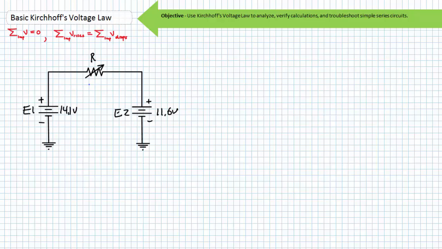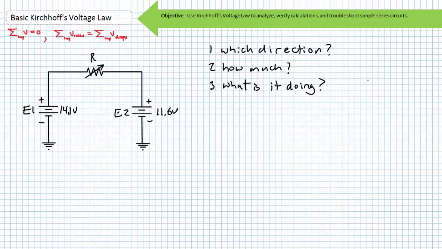If the source on the left-hand side represents a constant 14.1 volt DC output of a car's alternator, and the source on the right-hand side represents a discharged automotive battery at 11.6 volts, let's investigate three important questions. Which direction will current flow? How much current will flow? And finally, what does the flowing current do in such an arrangement?